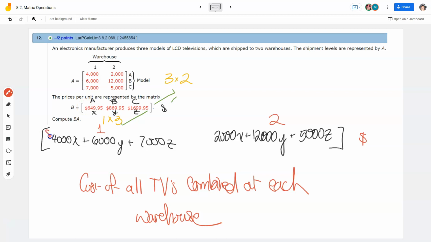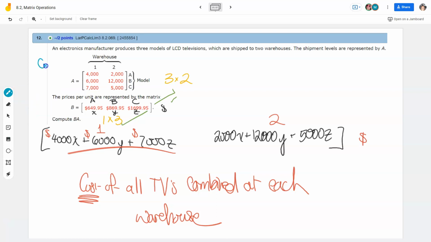But it's going to end up being an amount of money, an amount of money, an amount of money. So those 4,000 TVs could bring in how much? Those 6,000 TVs are worth how much? Those 7,000 TVs are worth how much? Let's add it all up and figure out how much they're worth. So it's the row times the first column. Cross down, yeah. So thinking of multiplication and cross down.